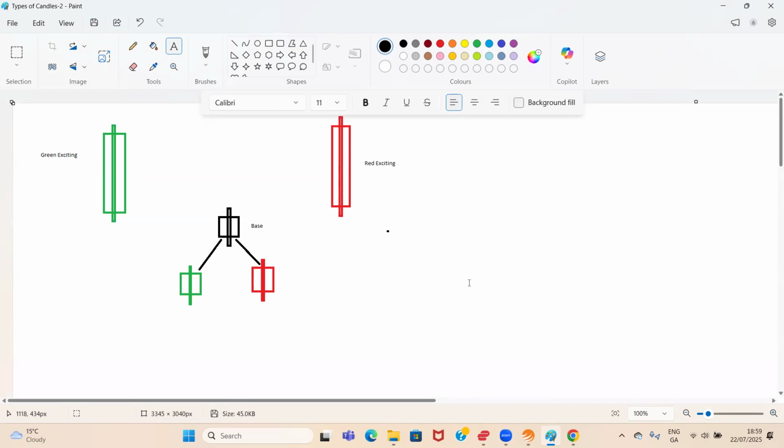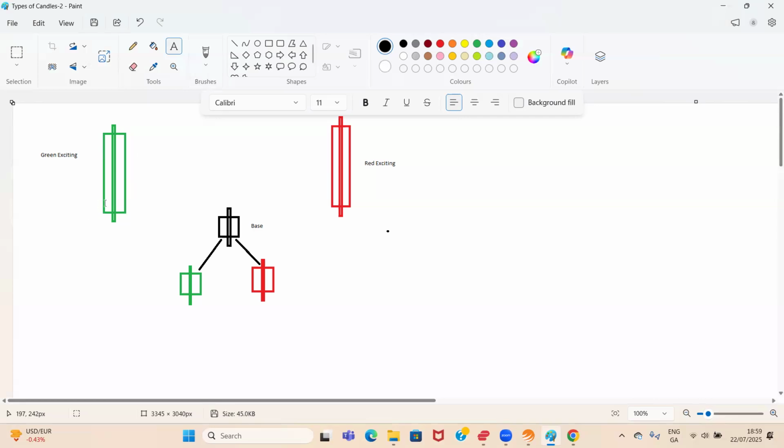So what I told you is that there are only three things that can happen. The three things are buying, selling, and no action. No action is when there is no trade happening on that one. So you will see these kinds of candles getting created.